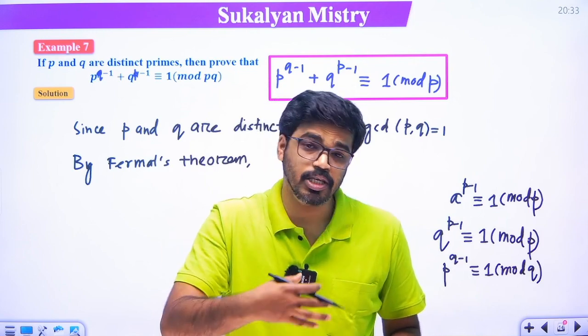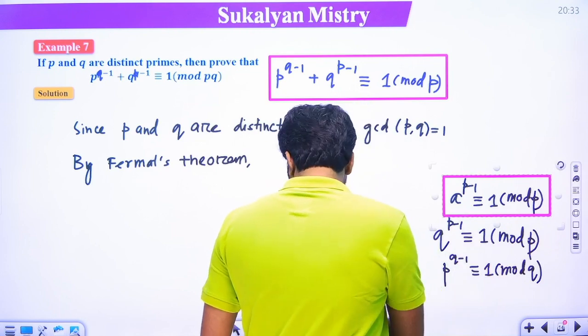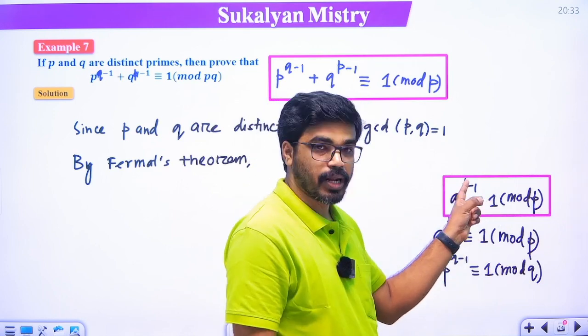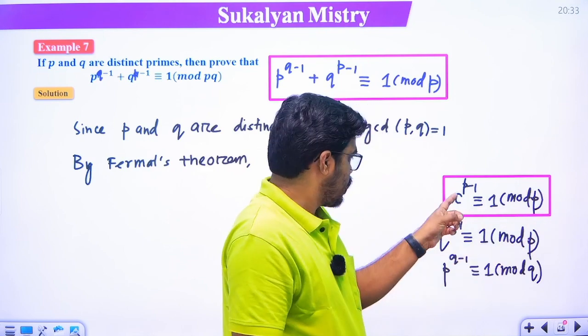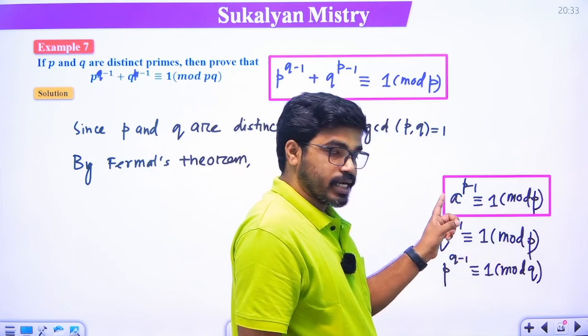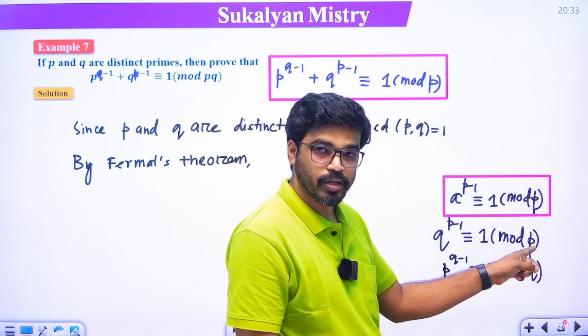p is a prime number, q is a prime number, right? So a to the power p minus 1, where p is prime, is congruent to 1 modulo p. So what we can write is q to the power p minus 1 is congruent to 1 modulo p.